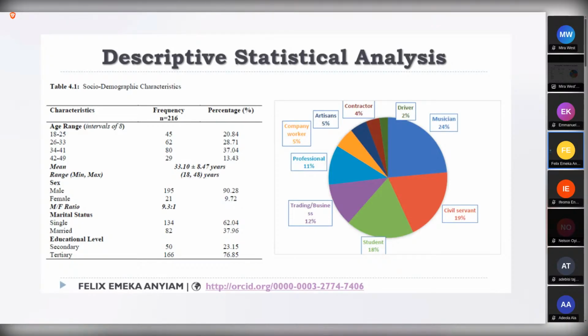So if this was inferential statistics, there would be some comparative analysis. I will show you an example of a comparative analysis table. But this table now, you'll be seeing, for example, table 4.1.